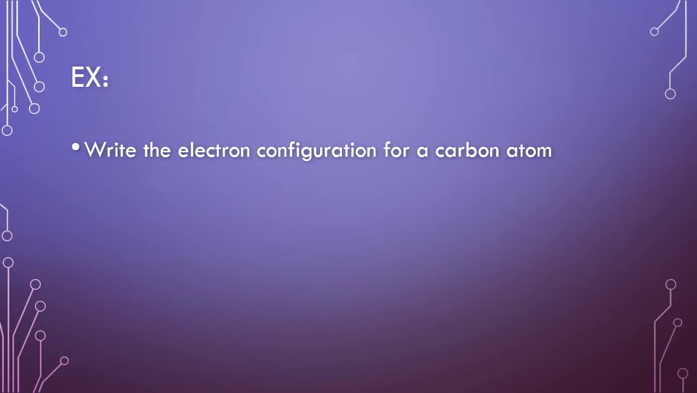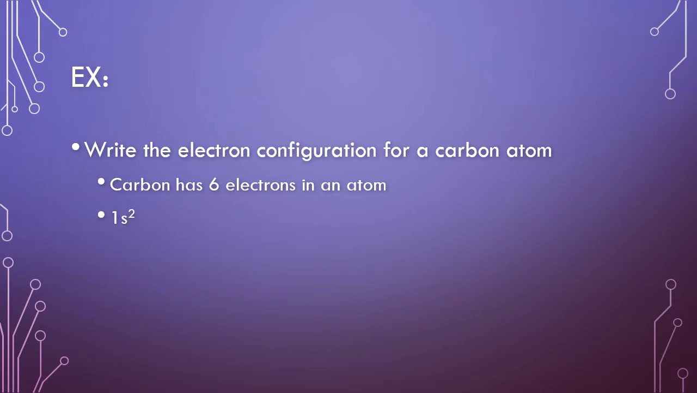So let us look at what an electron configuration would look like by writing the electron configuration for carbon. We first need to count how many electrons are present. Carbon is atomic number 6, and this is an atom, so it will have 6 electrons.